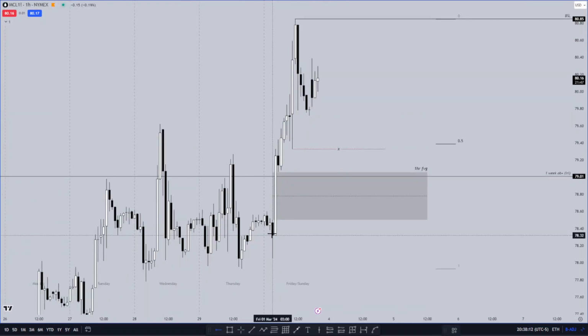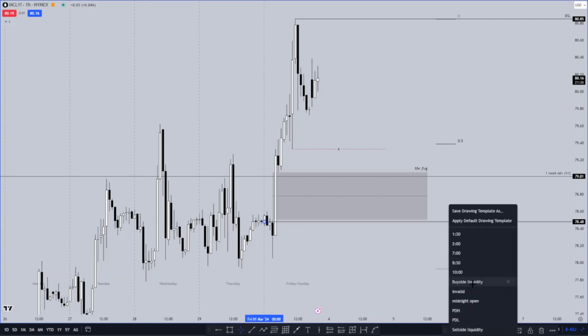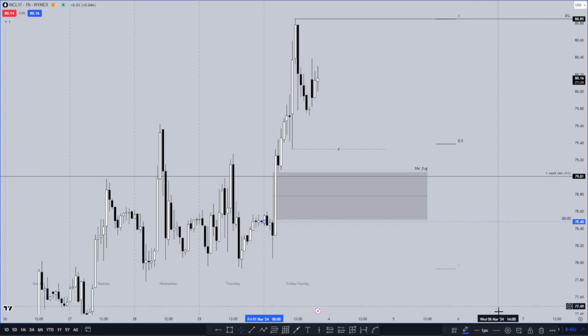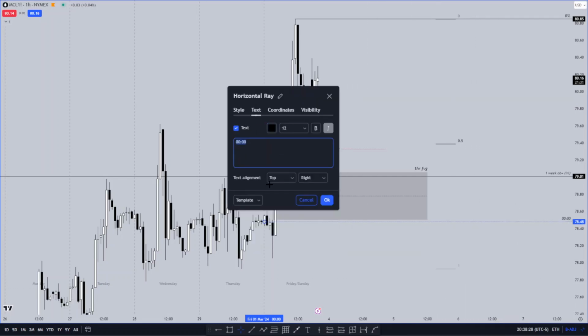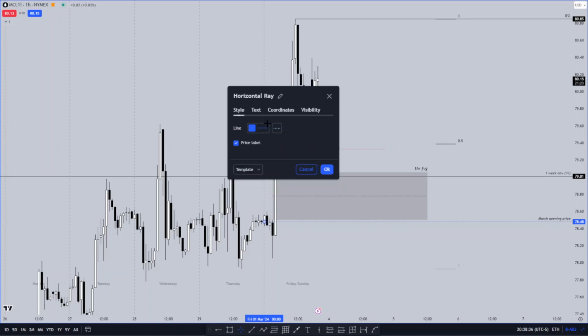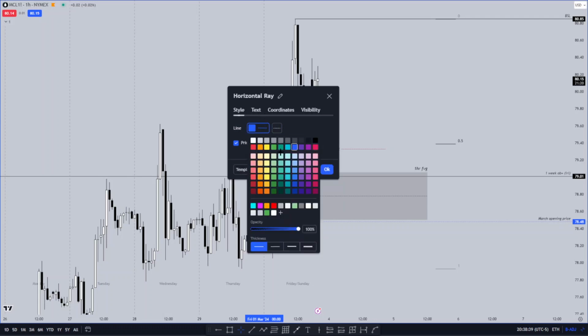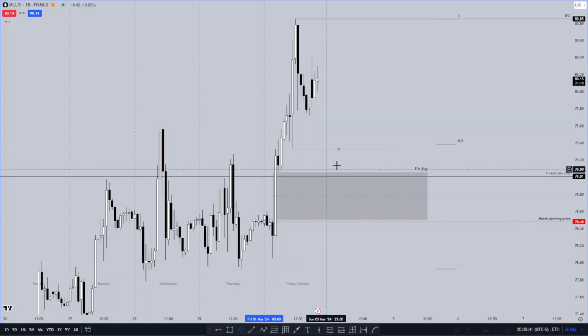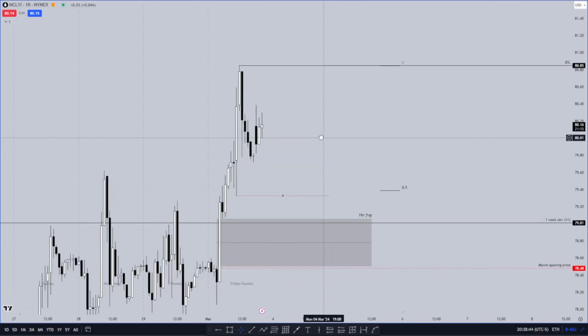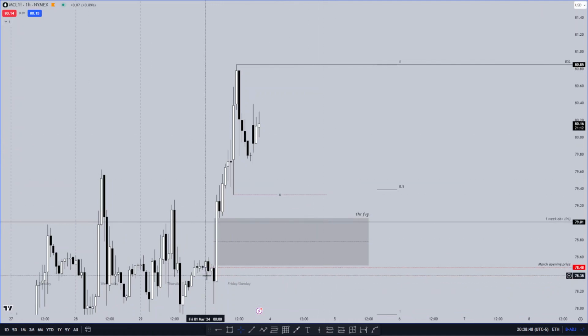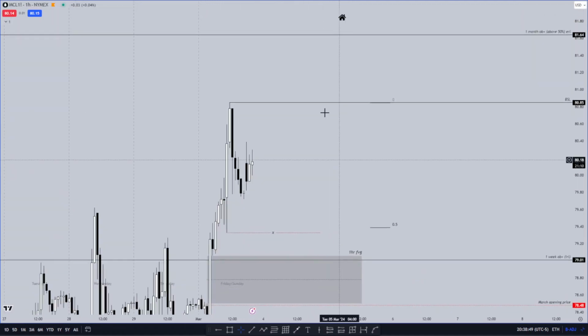Let's see right here. From the monthly power of 3, March opening price, right? Red. Allow us to go lower. We won't go below this opening price just to trade higher.